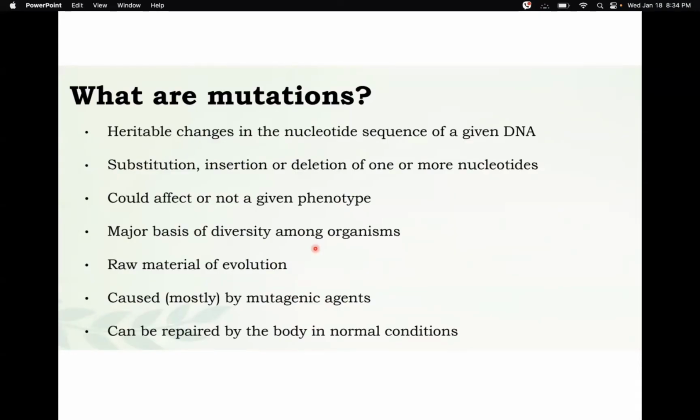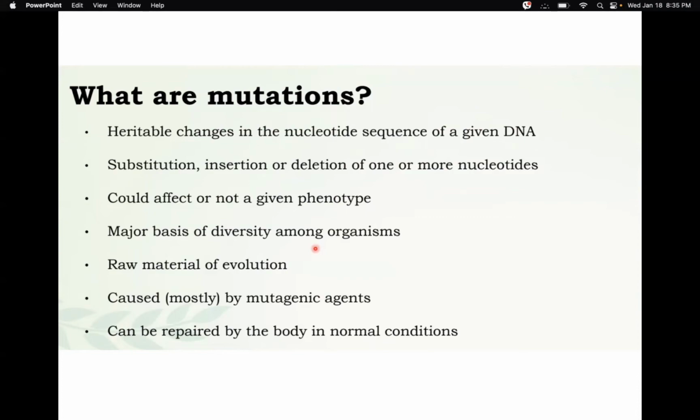Phenotype refers to the characteristics or traits that we see, the result of those changes. So you may have inherited the mutation, the mutated gene or mutated DNA. However, it will not manifest in you. It will not show in the phenotype. Next, mutation is a major basis of diversity among organisms. It is a raw material of evolution.